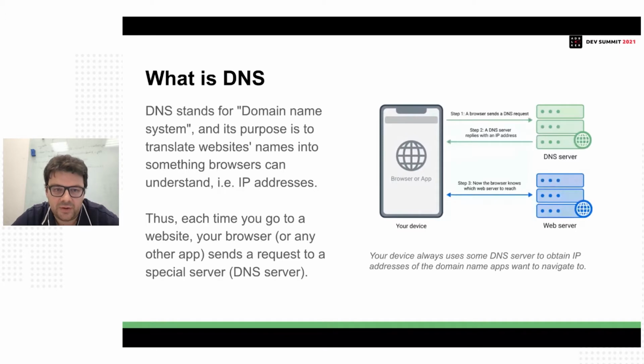You see, on the internet, most of communication happens over TCP and UDP protocols, and these protocols do not know anything about any names. They only operate on IP addresses. So if you need to go to a website, your browser or any other app should first figure out the IP address of this website. And in order to do this, it sends a special DNS query to a special server, which usually is provided by your internet service provider. And this server is called a DNS server.